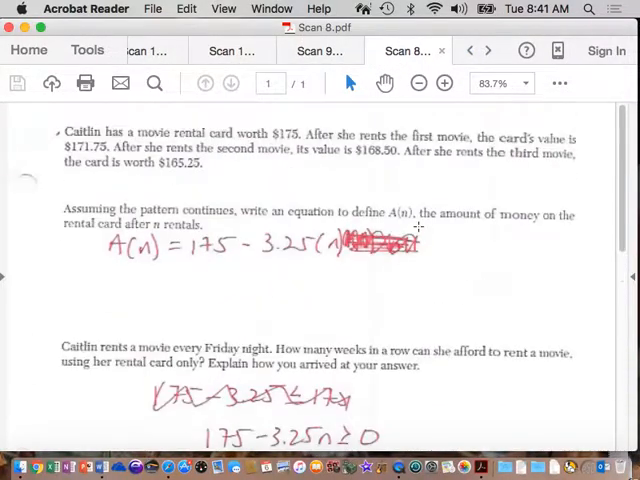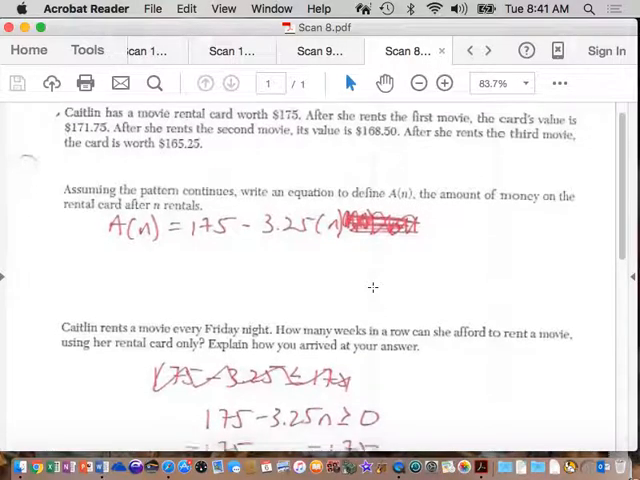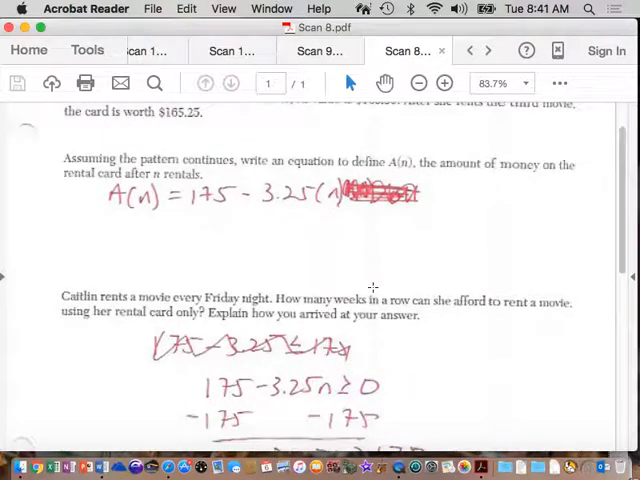All right. Now we get to the next one. It asks you to write an equation that solves it. So the amount of money on the card, A of N, equals 175 minus 3.25 N. Now, one of the mistakes that I see kids frequently make here is they don't write the A of N equals. They just write 175 minus 3.25 N. That is not an equation. That is an expression. And that is some right, but also some wrong.